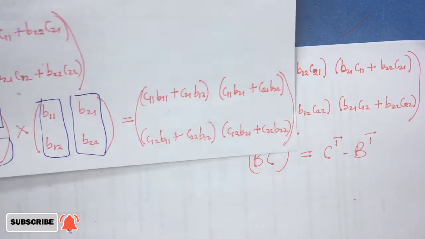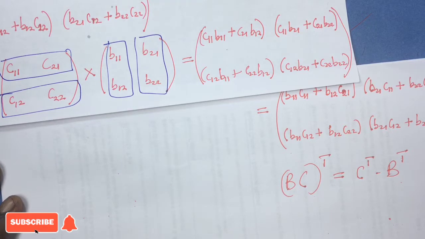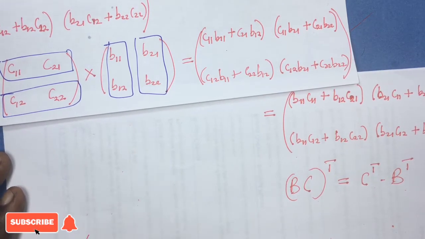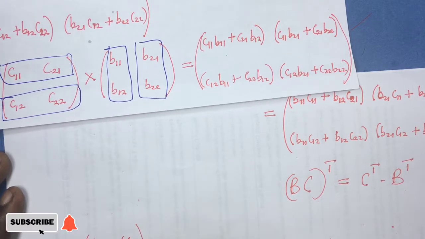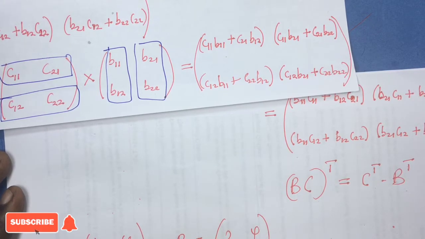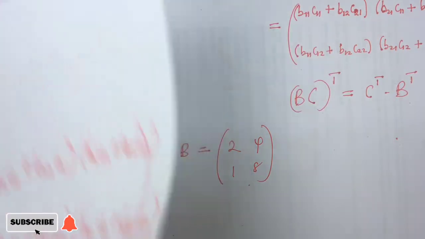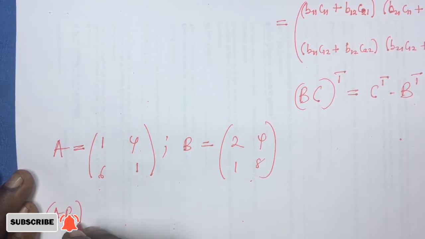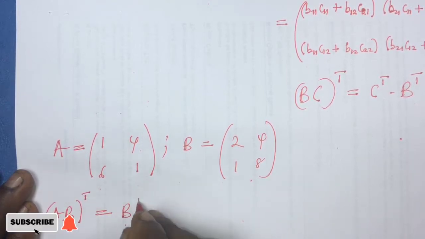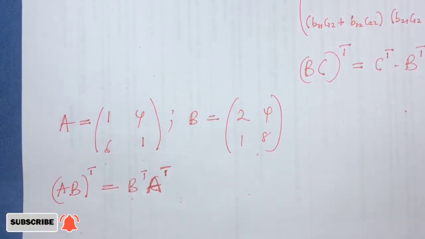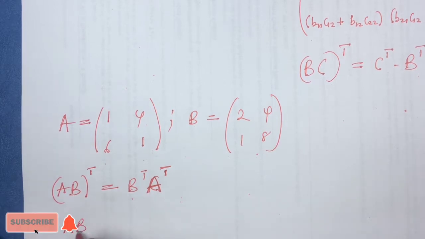Now, let us take a concrete example and let's see how that goes. Let's assume that I am giving you a matrix A: 1, 4, 6, 1. And I'm giving you a B matrix: 2, 4, 1, 8. So, I'm giving you these two matrices to test that property. Now, we want to show that A times B all transpose is equal to B transpose times A transpose in this case. That's what we want to show. So what do we do? We start with multiplying A times B.